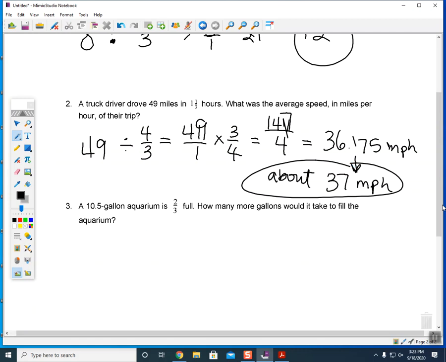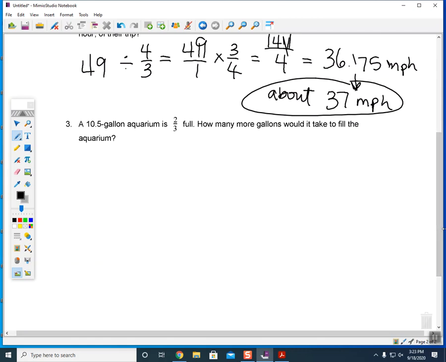All right, one more, and then we're good. This one is very similar to the first one. So I have a 10.5 gallon tank that is 2/3 full. How many more gallons would it take to fill the aquarium? So I need to figure out what is 2/3 of 10.5. When I hear the word of, that should automatically in my mind make me think times. So I need to take 2/3 times 10.5.